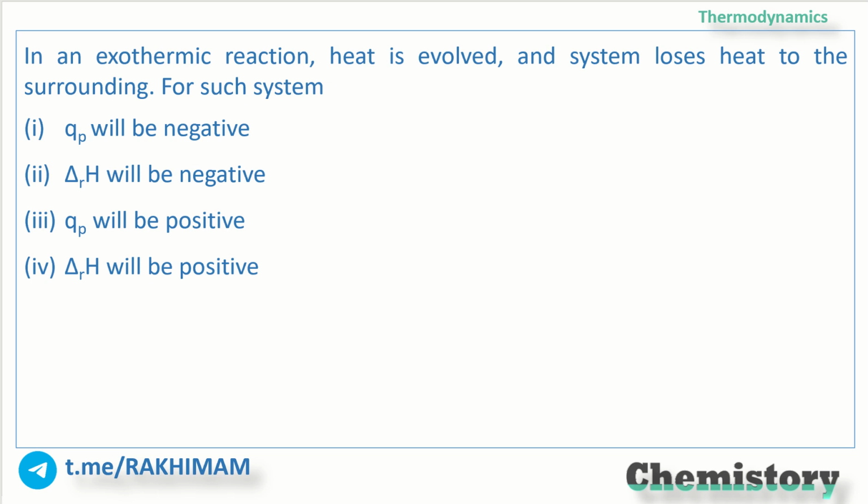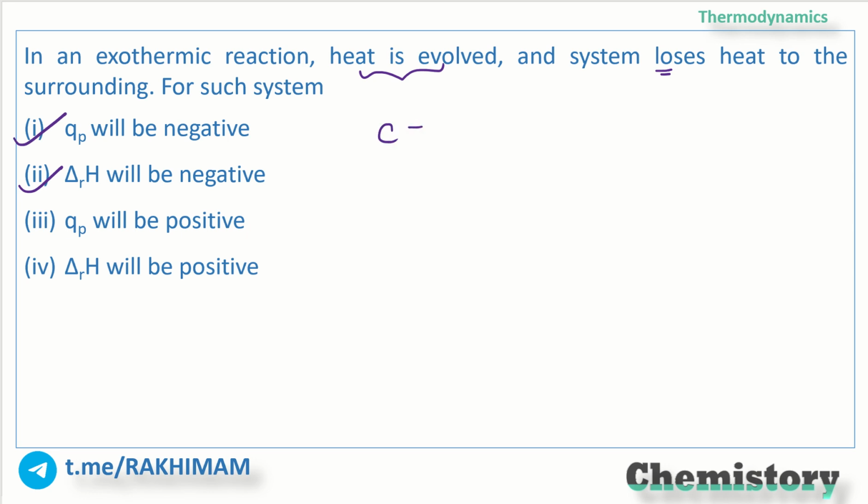In an exothermic reaction, heat is evolved and the system loses heat to the surroundings. For such a system, the system is actually losing heat. So obviously our heat QP will be negative, and the enthalpy of reaction will also be negative. Since it is an exothermic reaction, the enthalpy of reaction will be negative, and QP will be negative.